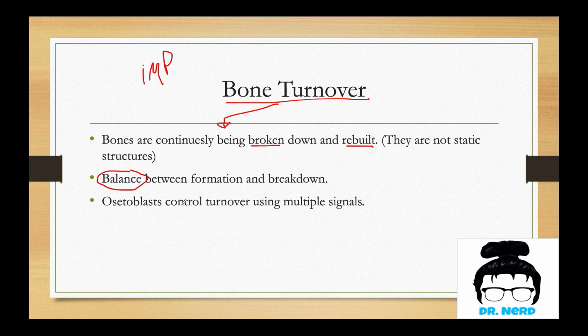Because if we keep breaking down the bone, then you're going to have very thin bones. And if you keep building it up, then we're going to have really thick bones. So we need to find that balance. And that's where the turnover comes in. So osteoblasts control turnover using multiple signals that I'm going to talk about right now.